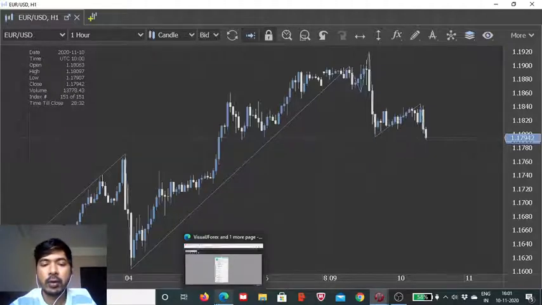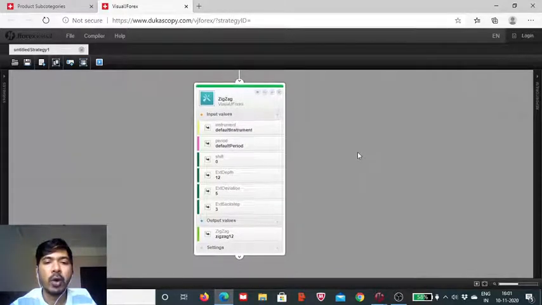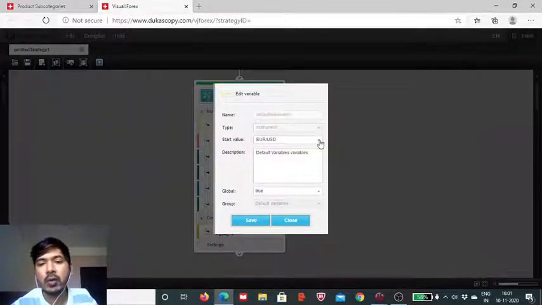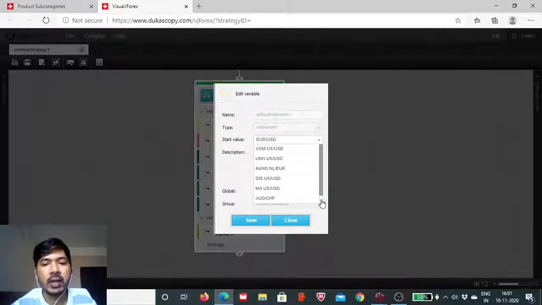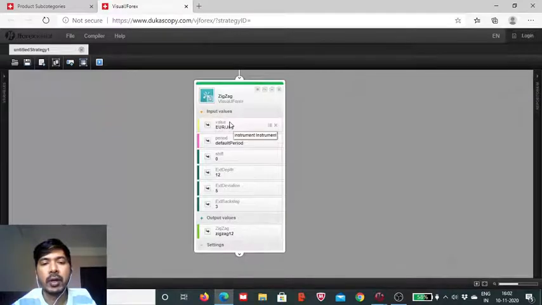So now we head back to the Visual JForex board, where we have this indicator block and we need to customize these parameters. So coming to the default instrument, if you want to work with the Euro USD, you don't have to change anything. If you want to design and develop the algorithm for any other instrument which is supported here, you can choose that instrument and you will be able to design and develop the algorithm for that particular instrument. For today's session, we will take Euro JPY as our default instrument.